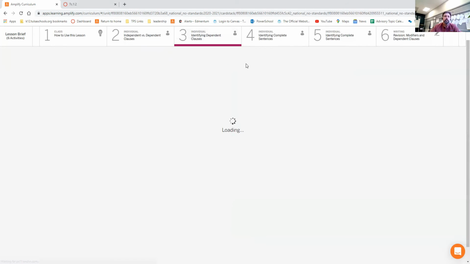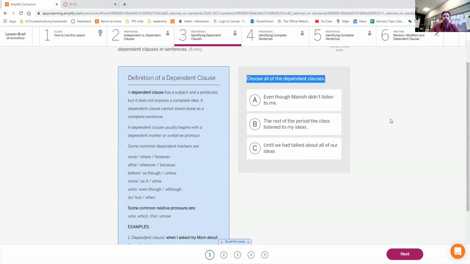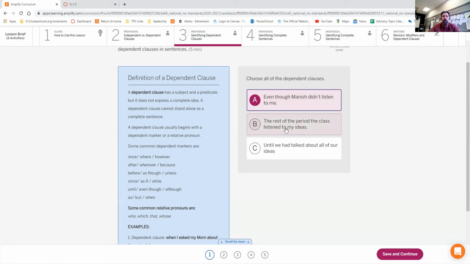Let's go to number 3 here. Here we have to choose all the dependent clauses. And so when they say choose all, that indicates there's likely more than one option. Even though Manish didn't listen to me. Yeah, what about it? That's tied to something, even though. The rest of the period, the class listened to my ideas. Okay, that's a full sentence. Until we had talked about all our ideas. The fact that it says until links it to something else. A and C are dependent.